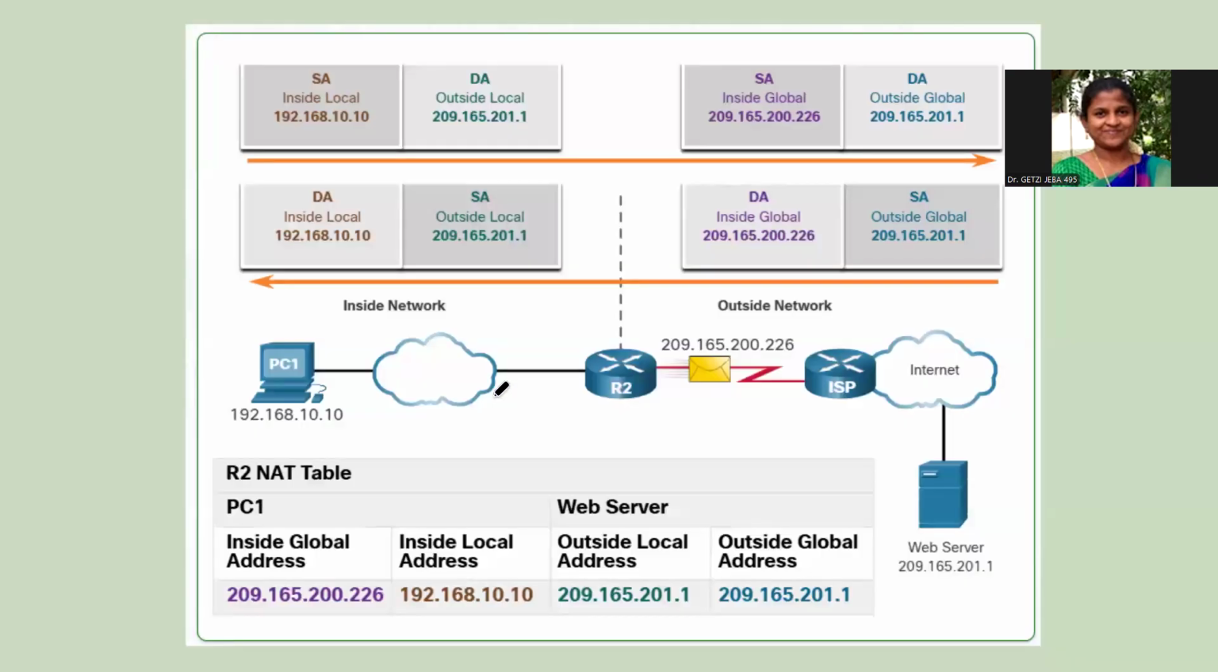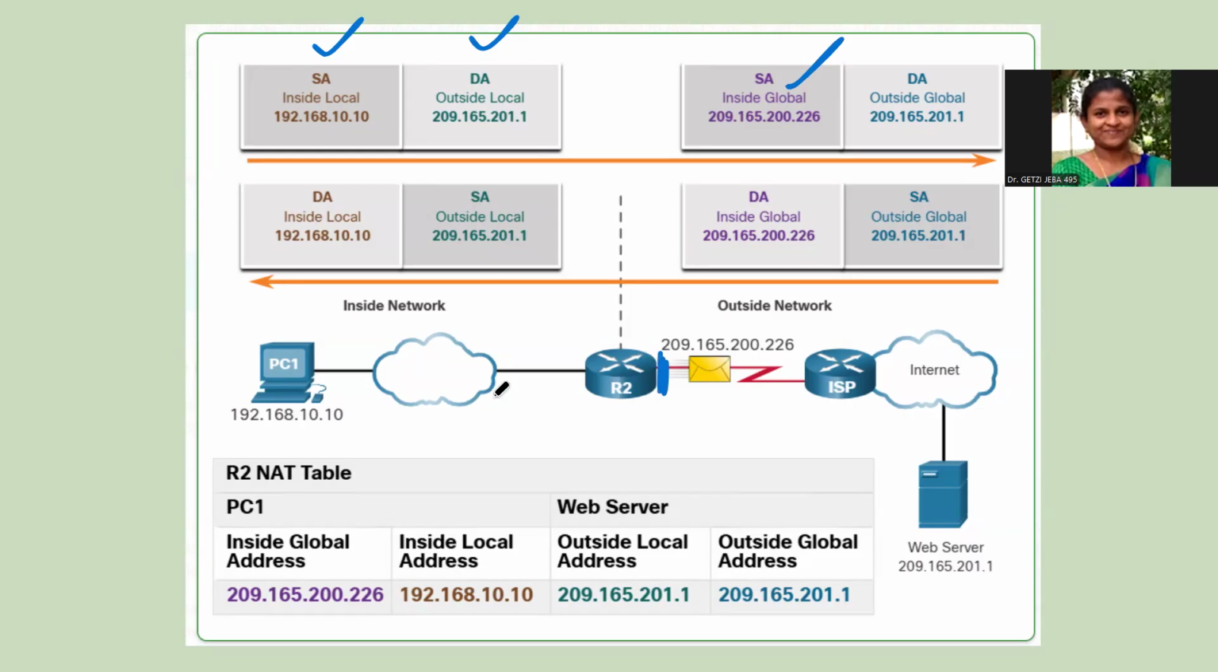So let us see with this example. Here you have 192.168.10.10 and here you have 209.165.200.226. All right. So now when a packet goes outside, this is called inside local and the outside local is this IP address. Okay. So this router's exit IP address. So it is 209.165.201.1. And then inside global is how that packet is getting translated. Okay, so that packet is getting translated as 209.165.200.226.